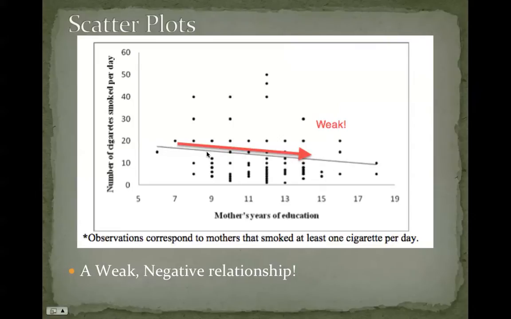In fact, if I were to remove those lines, you probably would have a hard time saying that there was any relationship at all. If any, it would be a weak relationship. And if it's a weak relationship, it's likely a negative relationship. In other words, as one variable goes up, the other one goes down. So as the number of years of education go up, the number of cigarettes smoked goes down. If the number of years of education go up, and the number of cigarettes goes down. Okay, so it's going from top left to bottom right is a negative relationship, and it's very, very, very weak.